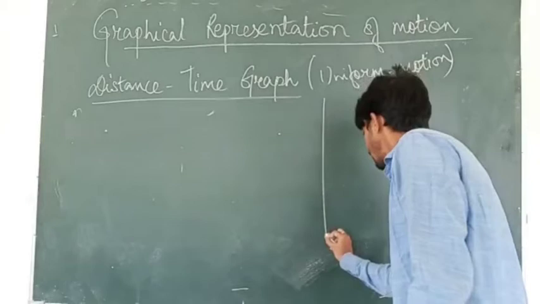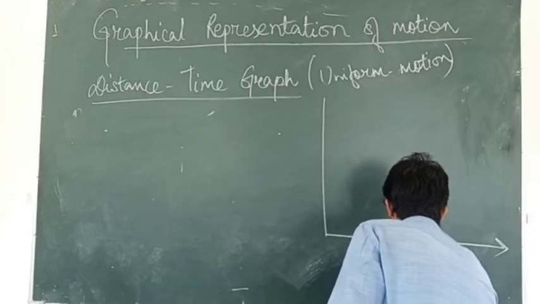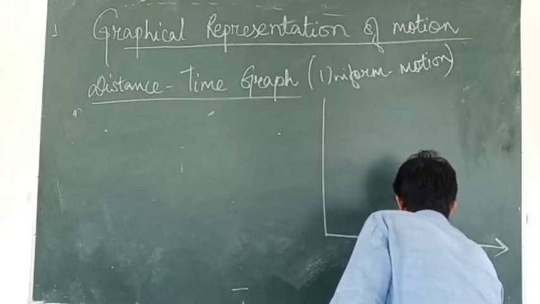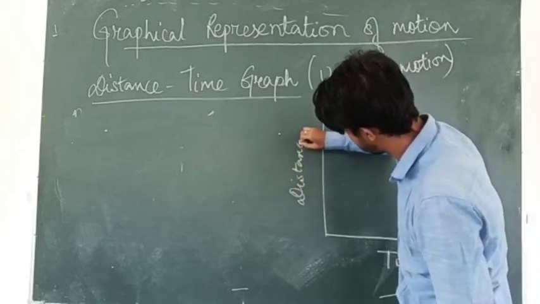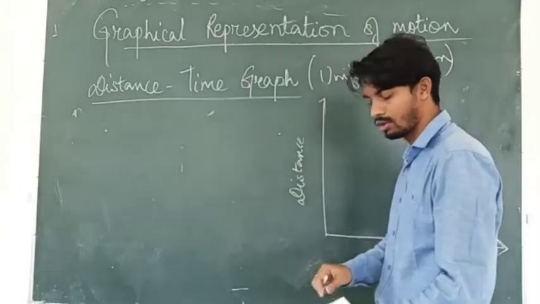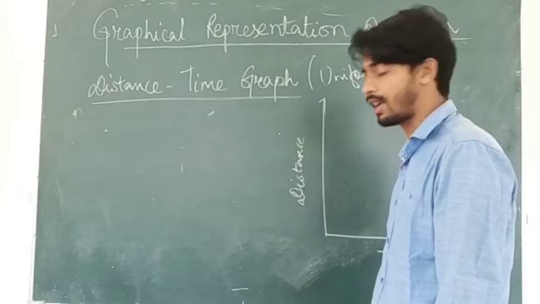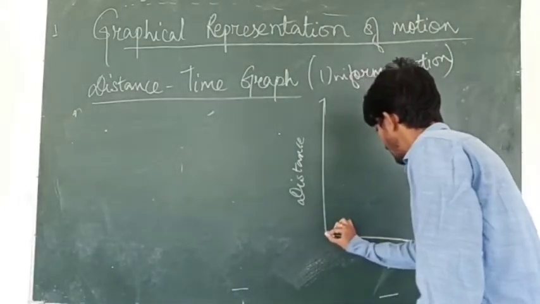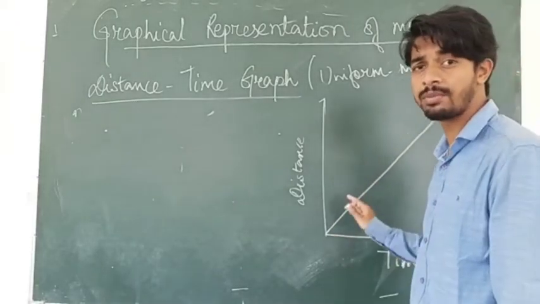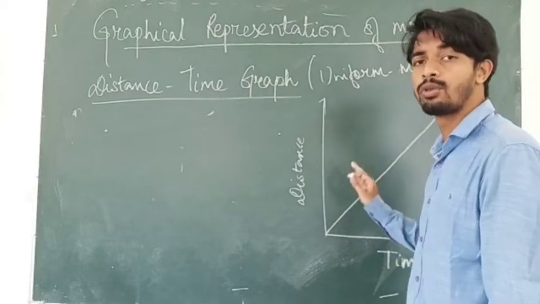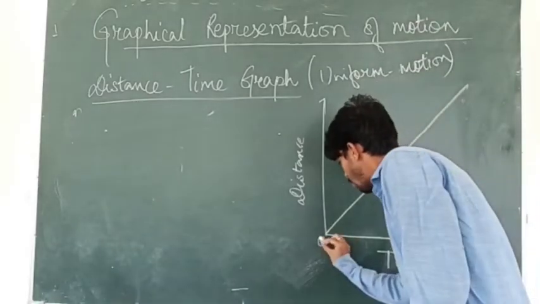This is our y-axis, this is our x-axis, this is the time, and this refers to distance. Just now I told you, for uniform motion the graph comes to a straight line. So I am just drawing a straight line from the origin up to there. It's just a random straight line, there are no points taken, there is no calculation, I have just taken the scale and made a straight line. This is our origin point.